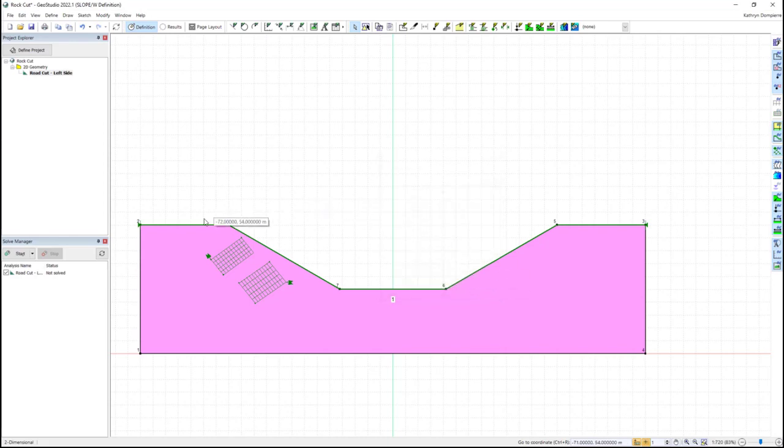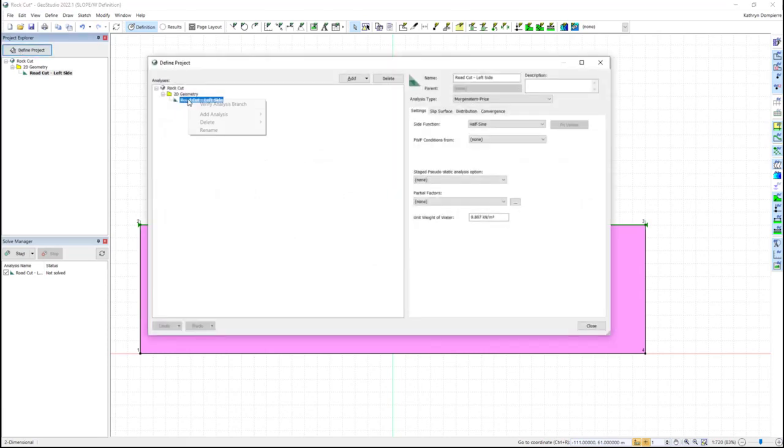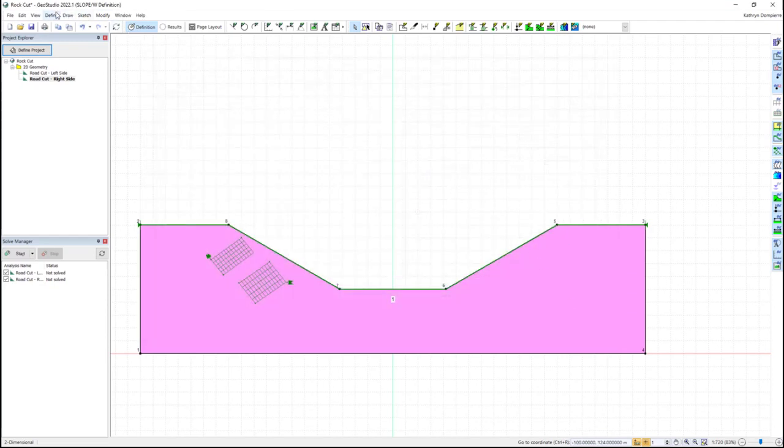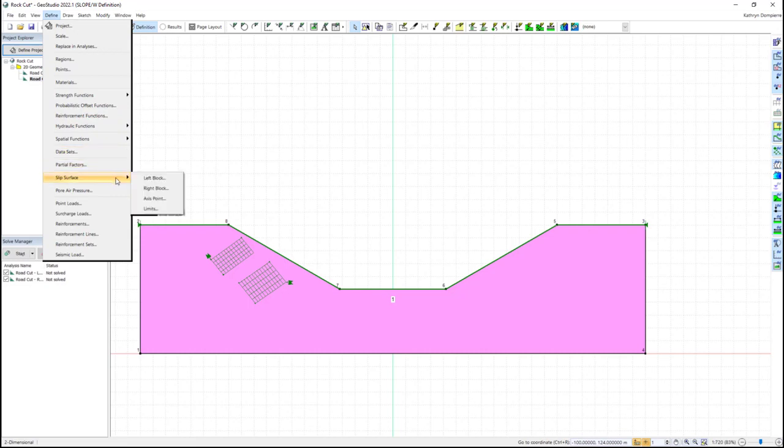Once the trowel blocks are specified, I will reopen the Define Project dialog and clone this analysis. The new analysis will be used to study the right side of the rock cut. I will ensure the slip surface direction is from right to left. Then I will define the trowel slip surfaces using the left and right blocks, just as I did for the left side.